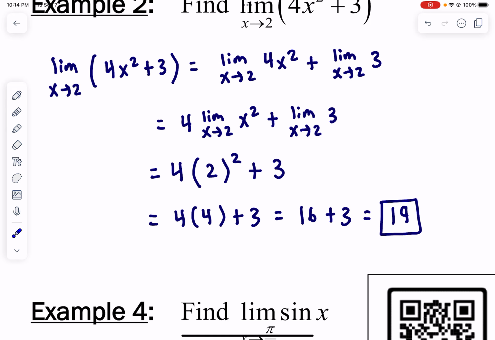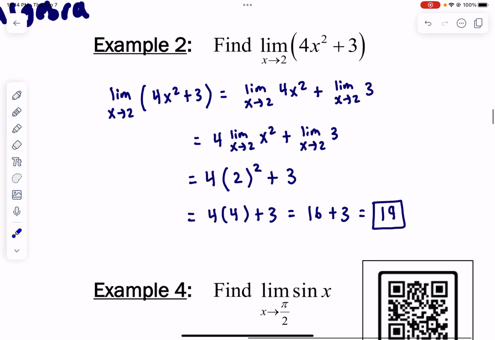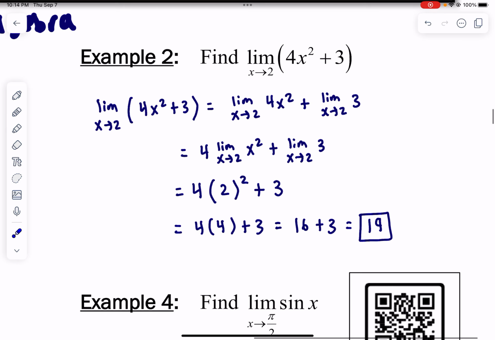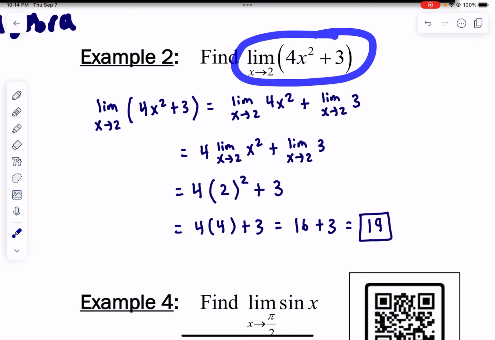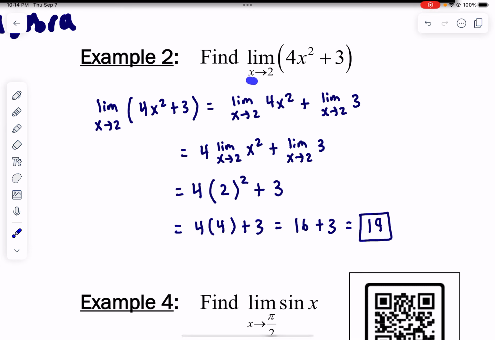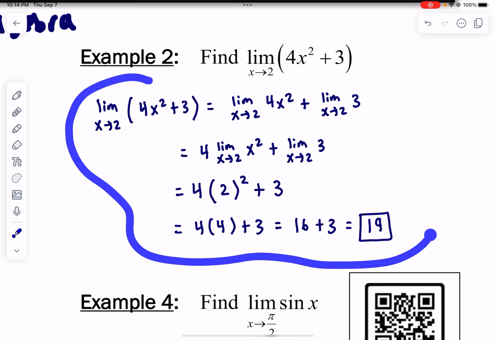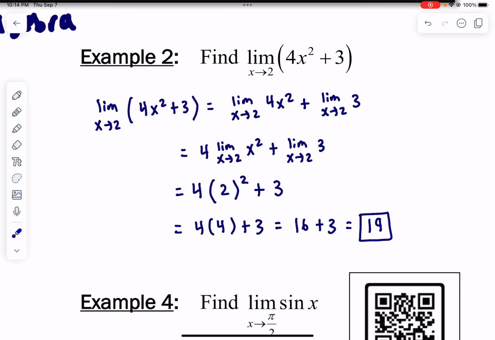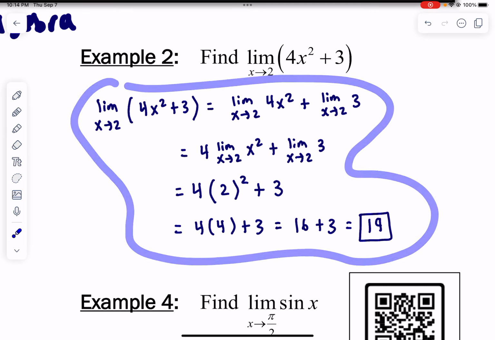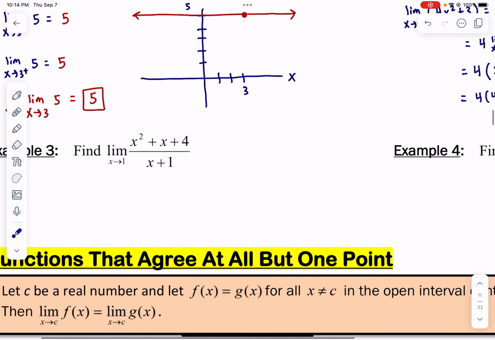Okay, so these aren't too difficult. At some point, we can just plug in our x value and get the same answer. But once again, we have to go through these properties first, and then in the future we can just plug it in. Okay, so for now I want you to make sure you go through this work. All right, let's go on to example number 3.